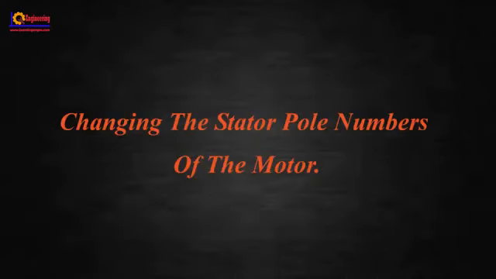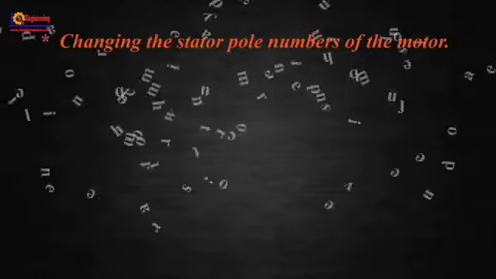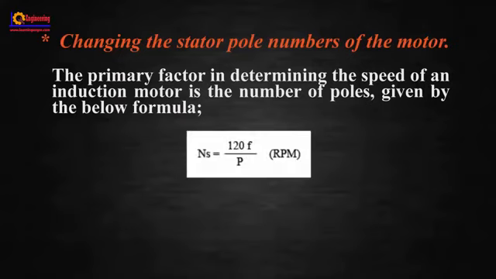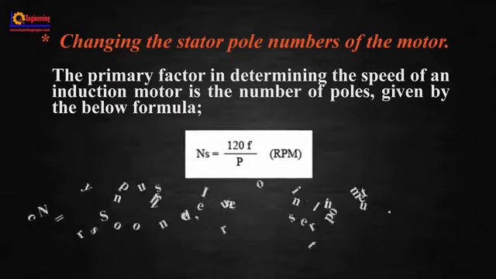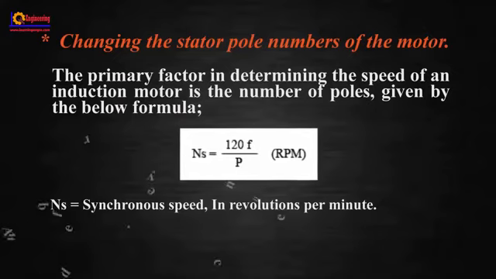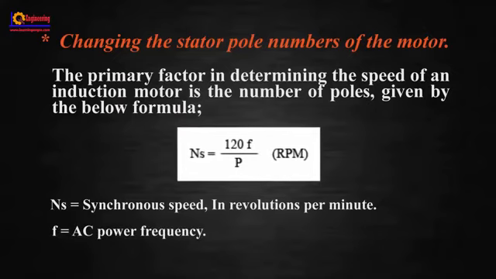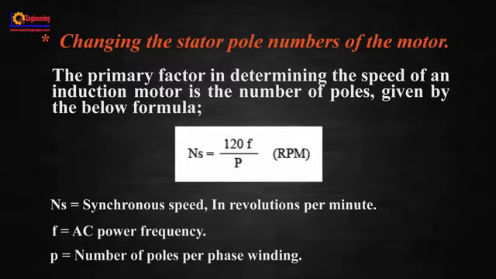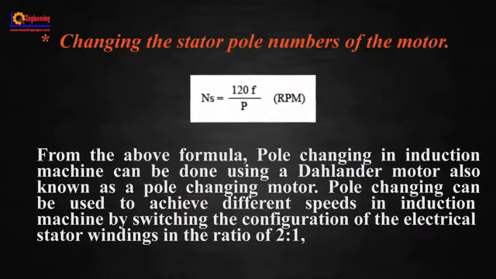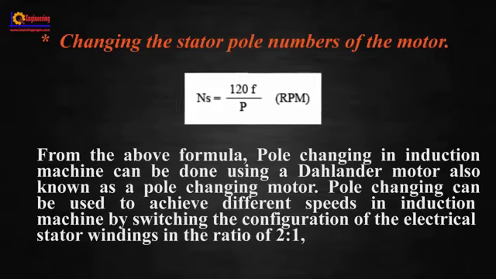Changing the stator pole numbers of the motor. The primary factor in determining the speed of an induction motor is the number of poles, given by the below formula. Here, Ns is synchronous speed in revolutions per minute, f is AC power frequency, and P is number of poles per phase winding. From the above formula, pole changing in induction machine can be done using a Dahlander motor, also known as a pole changing motor.